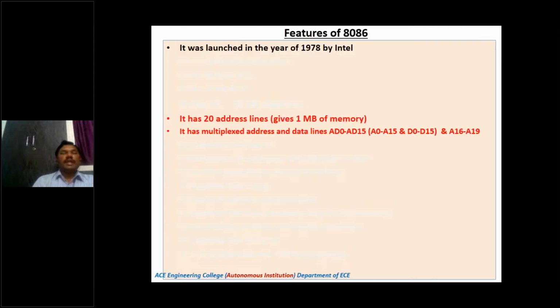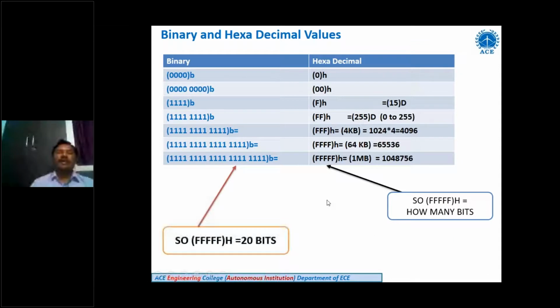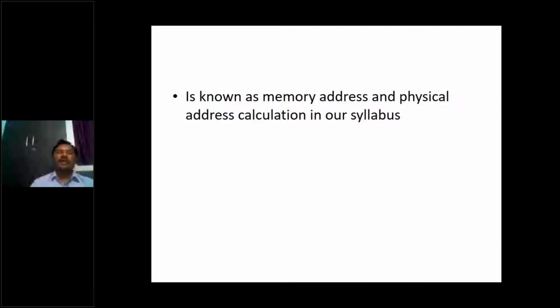FFFFFH has 20 bits. Now understood? 8086 has 1 MB of memory. This 1 MB of data is nothing but a representation of 20 bits, or FFFFFH. This is known as memory addresses and physical address calculation in our syllabus. So this concept is called memory addresses and physical address calculation.